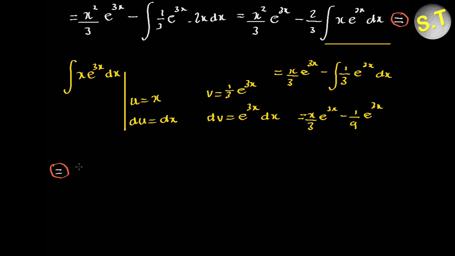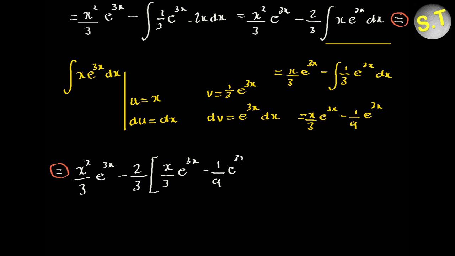So we're left with x squared over 3 e to the 3x minus 2 thirds times the value we found in yellow here, which is x over 3 e to the 3x minus a 9th e to the 3x. So now all we need to do is simplify this expression.